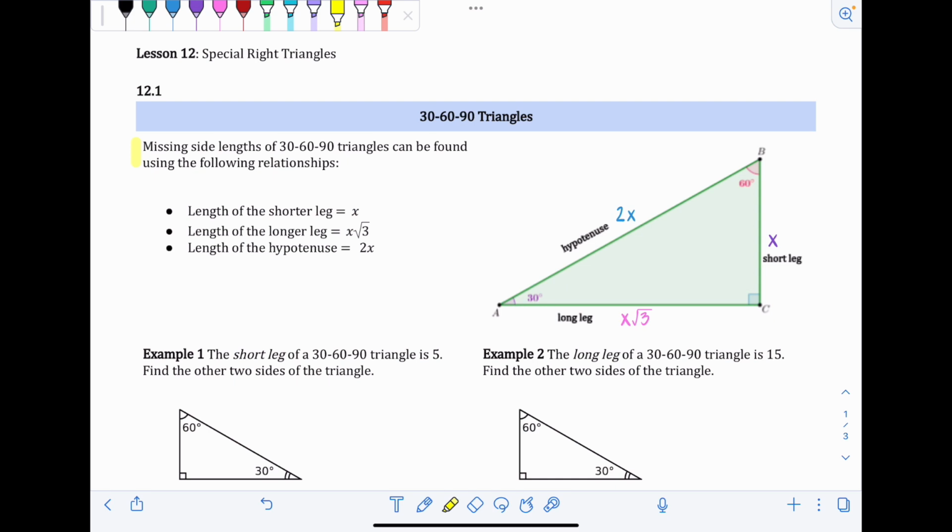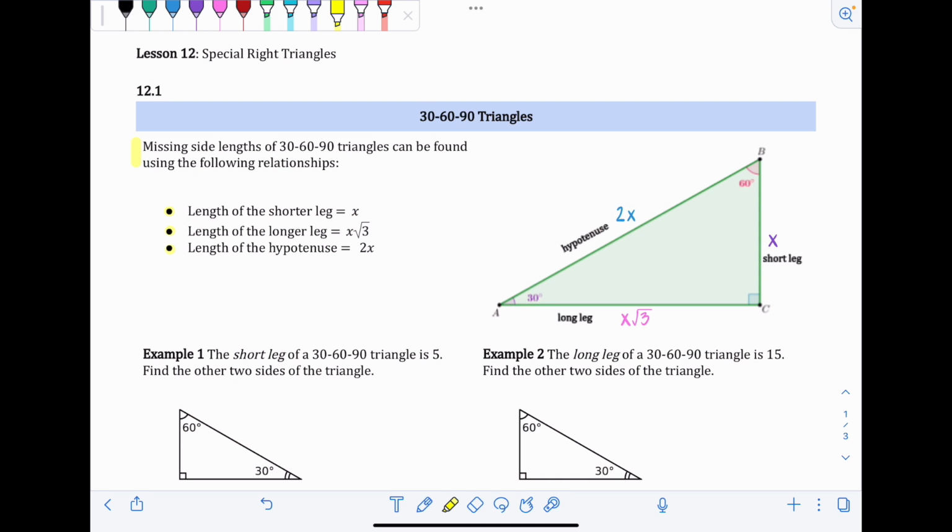Okay, so the relationships are: the first one is that the shortest leg of that triangle, which, a leg is a non-hypotenuse side, the shortest leg is going to be x. The longer leg, which again is still a non-hypotenuse side, is going to be x times root 3, or the short leg times root 3. And then the third one is the length of the hypotenuse, which is the longest side of a right triangle, the side across from the right angle. It is going to be 2x, which means it's double the short leg.